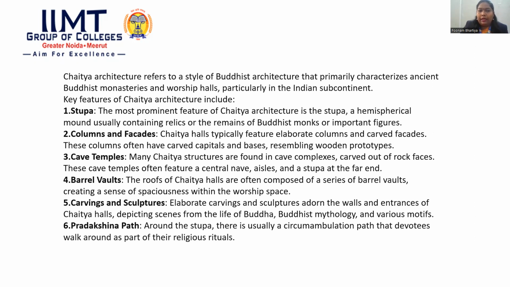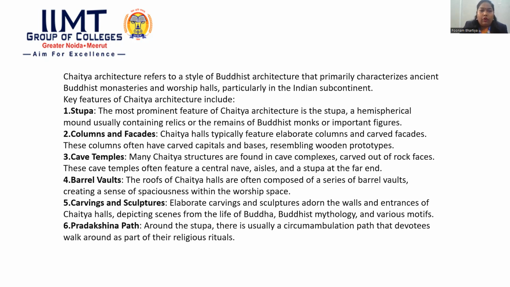Number one, stupa. There are stupas in every Chaitya. The most prominent feature of Chaitya architecture is a stupa, a hemispherical mound usually containing relics and other remains of Buddha or Buddhist monks or important figures. We have already discussed the stupa.